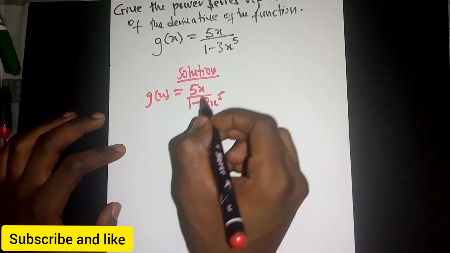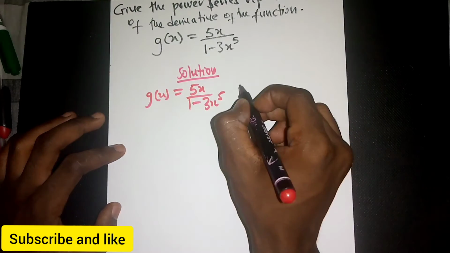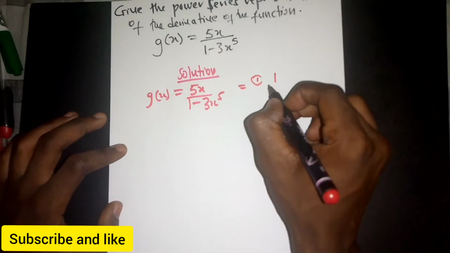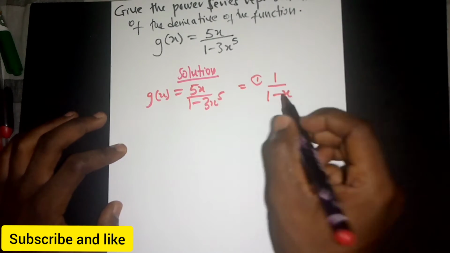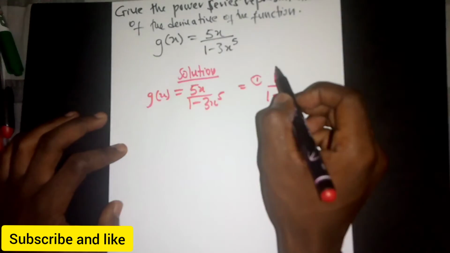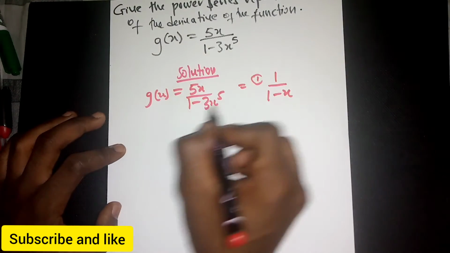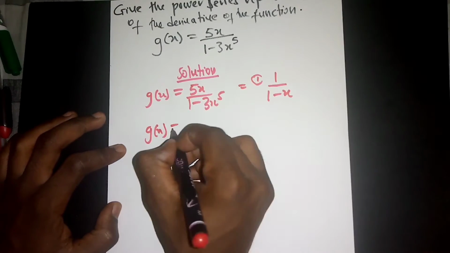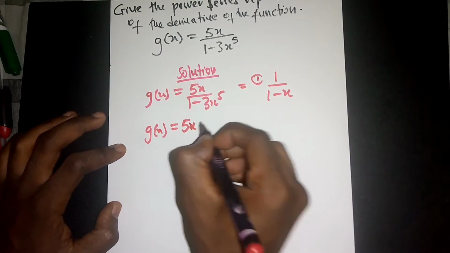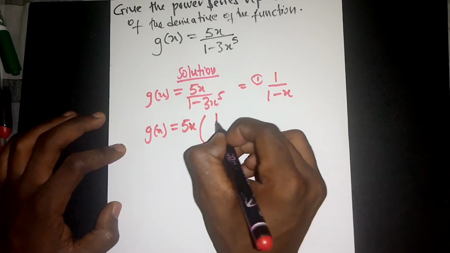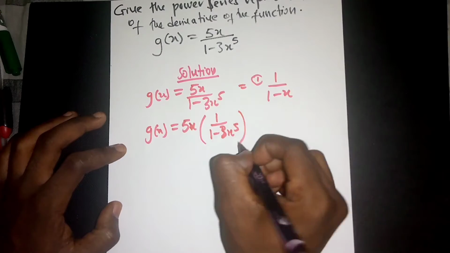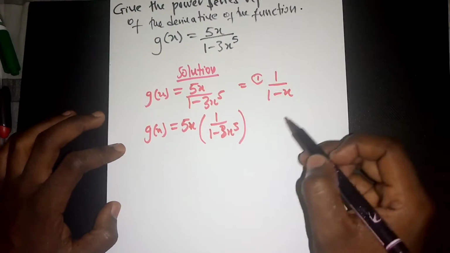So we have to represent this in a power series. Before we do that, in the first step, normally I do it in 3 steps. The first step, we must get this series in this form. So we have to compare this. Getting the series in this form means that we have to factorize 5x out. So factorize 5x out, we have 1 minus 3x to the power 5. Now our series is in this form.